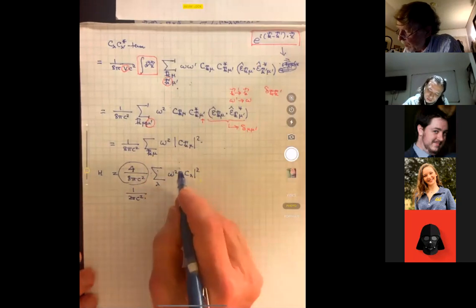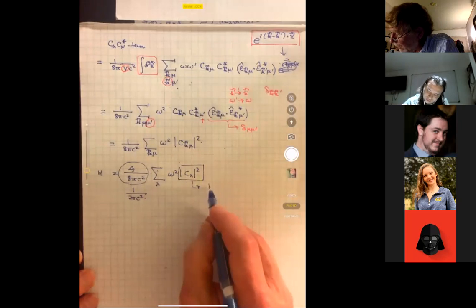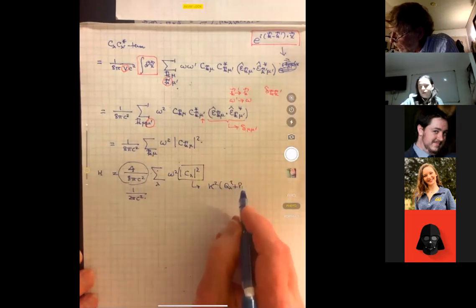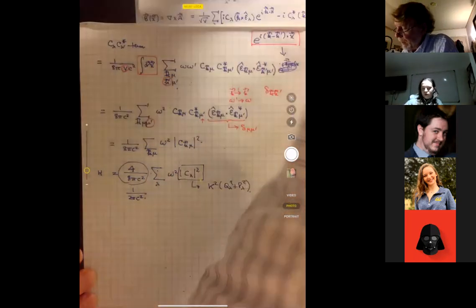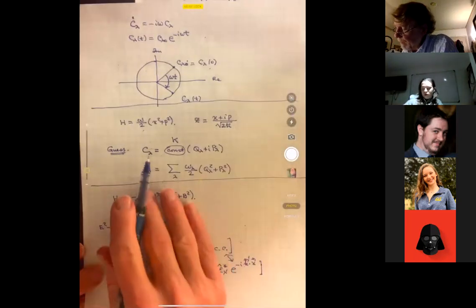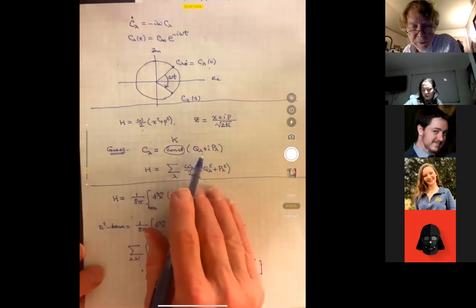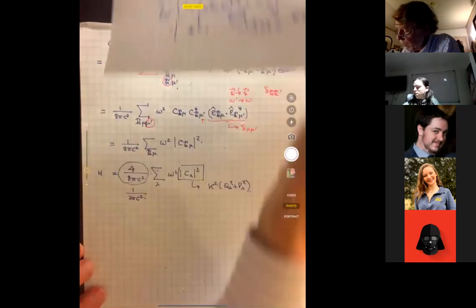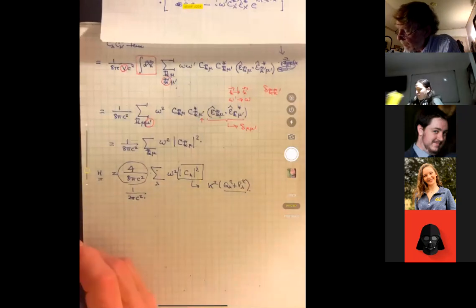On the other hand, the c sub lambdas here are supposed to be equal to our constant k squared times q lambda squared plus p lambda squared. That's because we were guessing a minute ago, remember, that the c lambdas were given by a constant times a, with real and imaginary parts being the q's and the p's, just like for harmonic oscillators. And so what this shows is that our guess that the Hamiltonian was a sum of harmonic oscillators is correct.